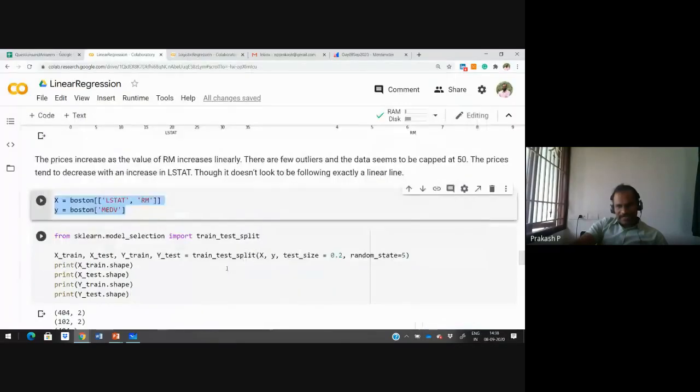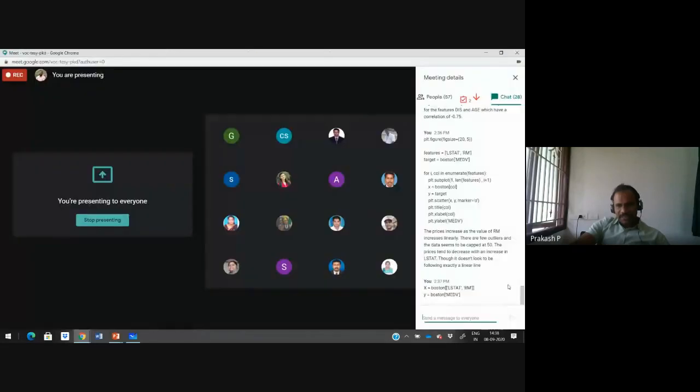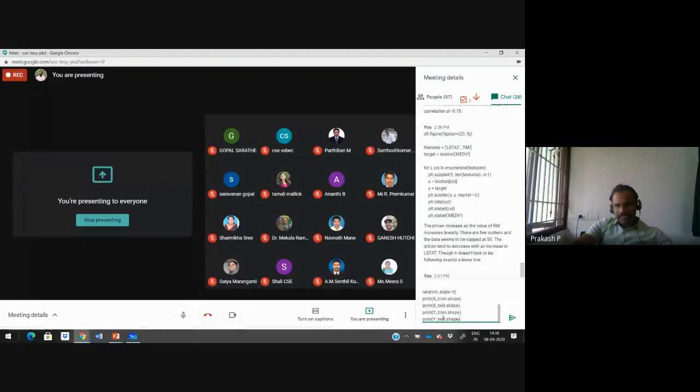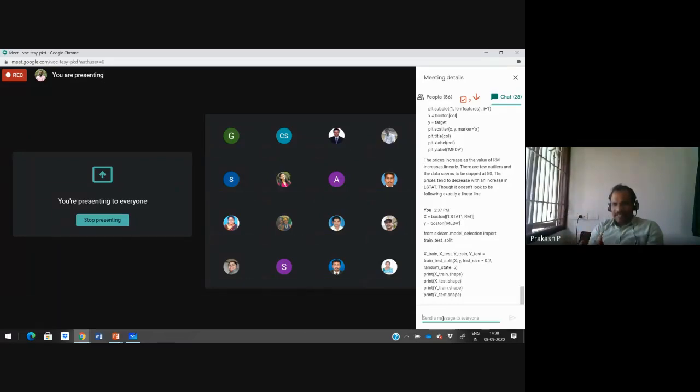Once you've done this, now we are going to see another concept which is called split the data set into train and test. Can anyone tell why do we need to split the data set into train and test? In some competitions or projects, they give a separate data set to train the model and a separate data set to test the model.